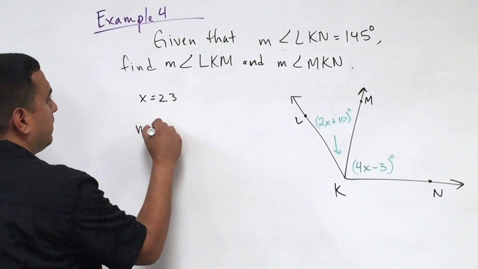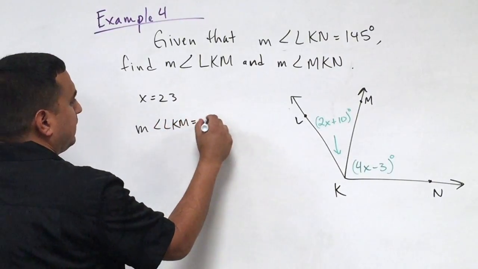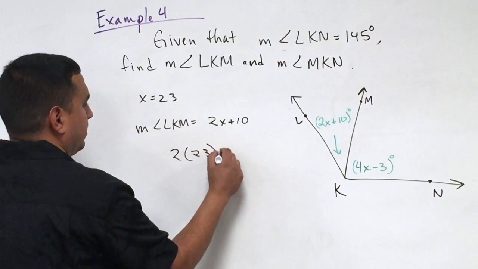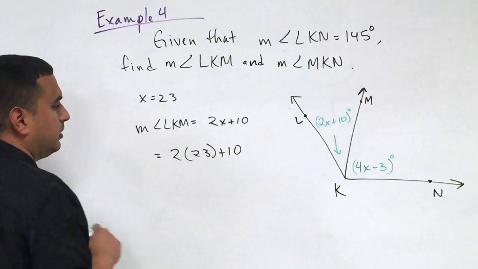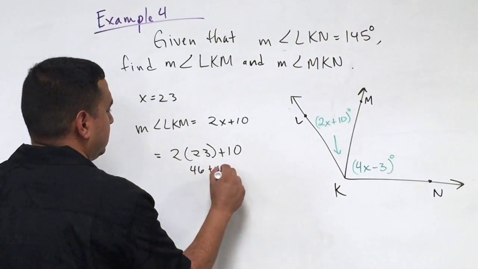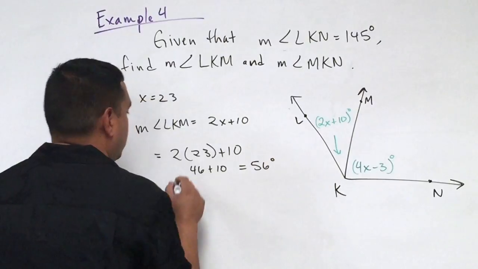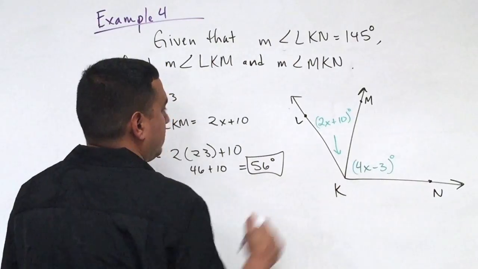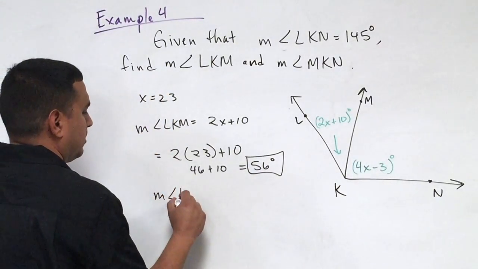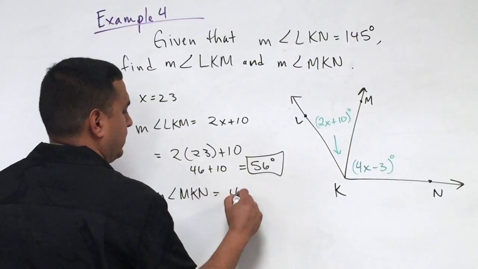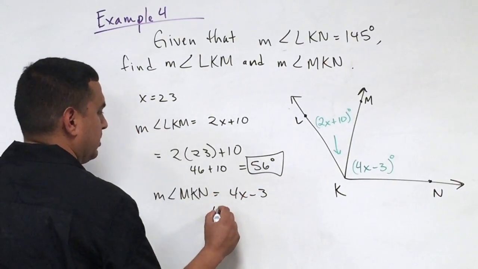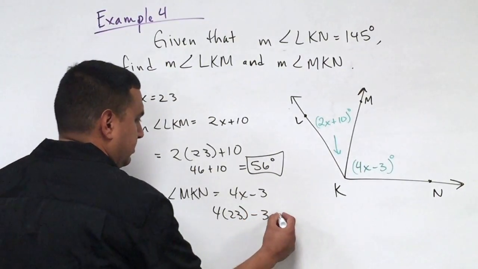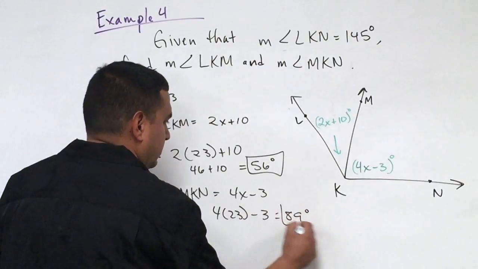All right, so now let's do the measure of angle LKM. That's equal to 2x plus 10, right? So now we have to substitute. We're going to do 2 times 23 plus 10. All right, so that's going to give me 46 plus 10. So that's 56 degrees. Okay. And then if I plug it in down here for measure of angle MKN, that's 4x minus 3. So I have to substitute. That tells me 4 times 23 minus 3. All right, that's going to come out to be 89 degrees.